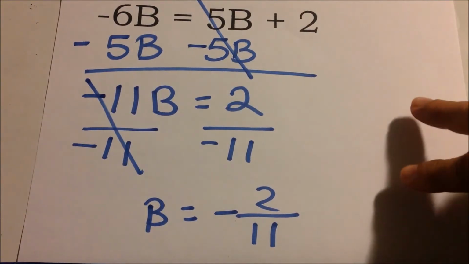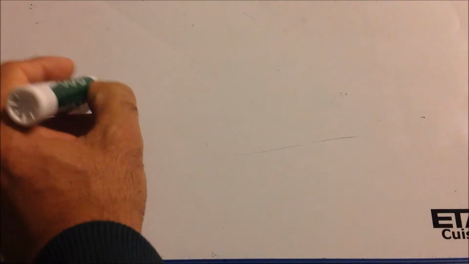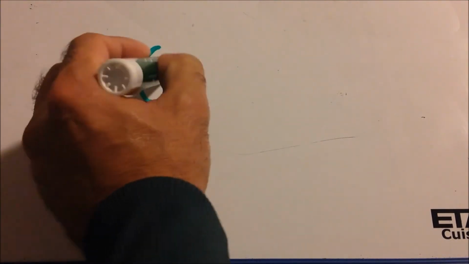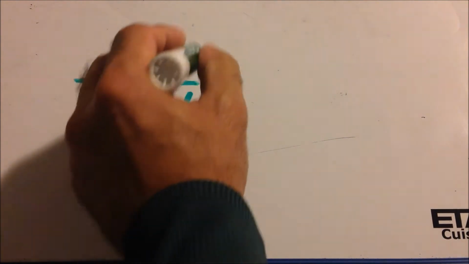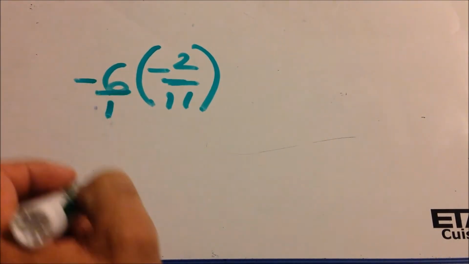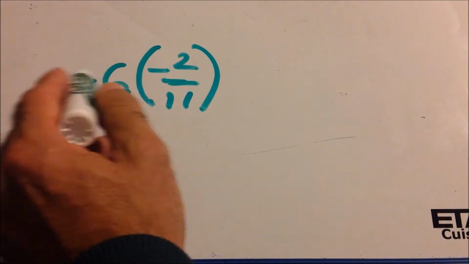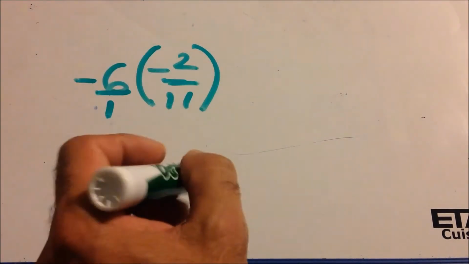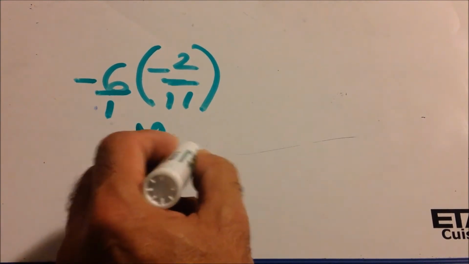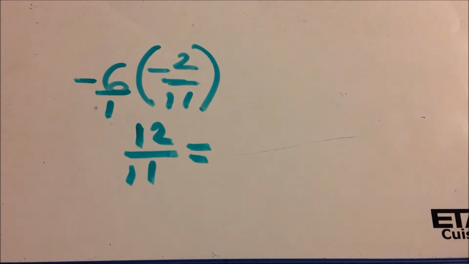Alright, so let me write this over. I'll do negative 6, and we're going to times it by negative 2/11. Remember, when you see parentheses, it's multiplication. You can put the 6 over 1. So here you have a negative times a negative. You know it's going to be positive, so this will be 12 over 11. Let's see if it equals the same on the other side.